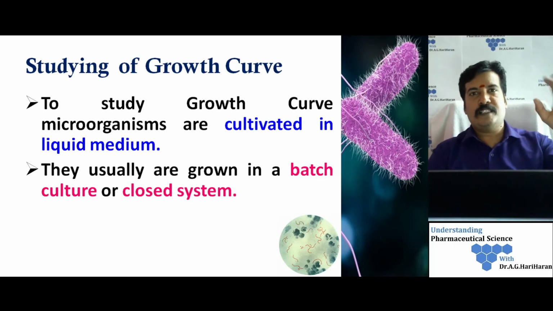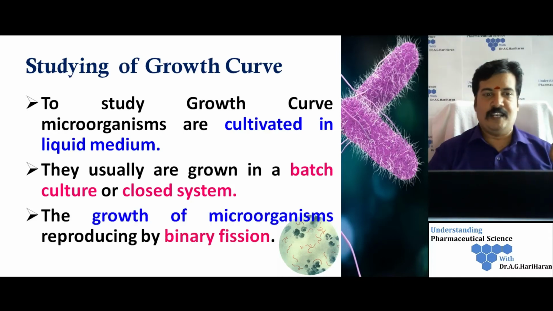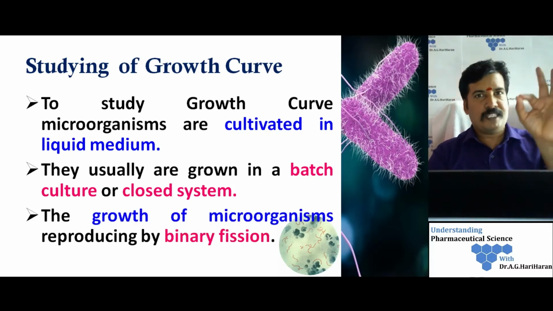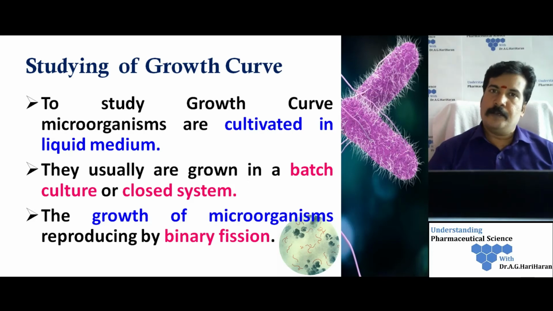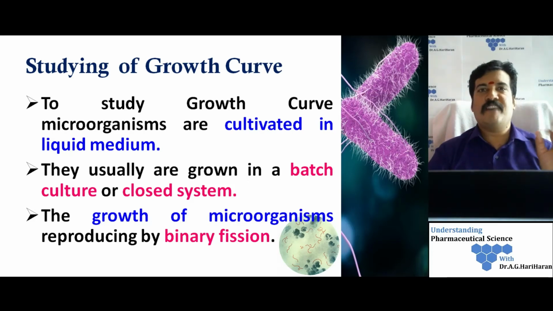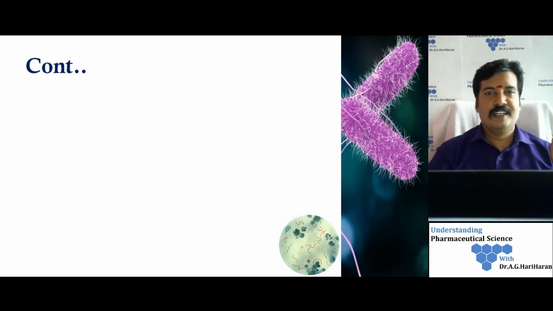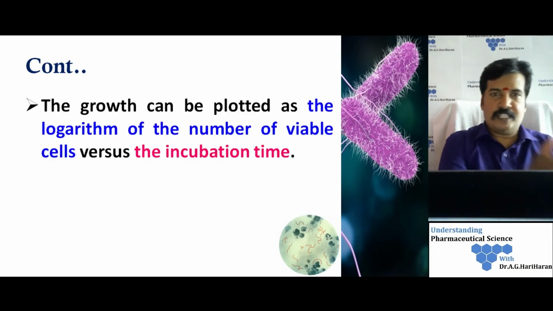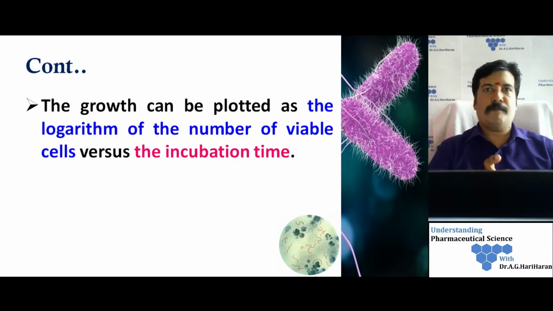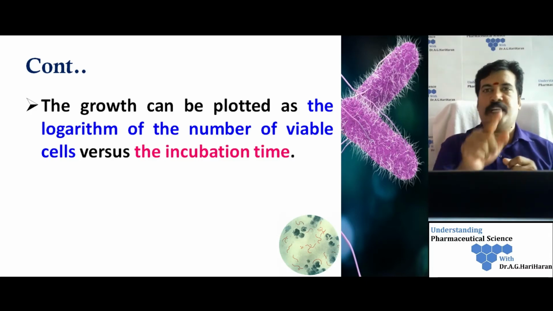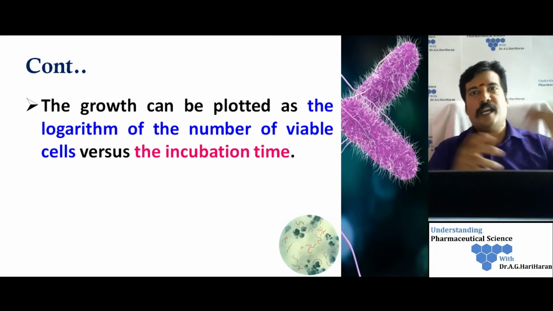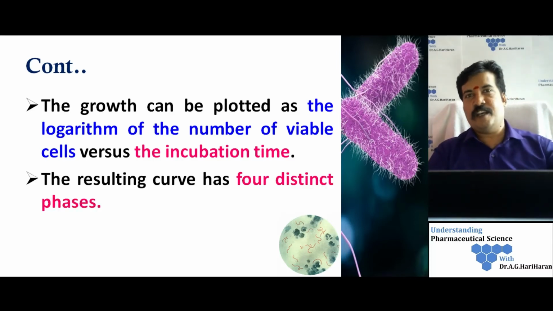The only thing is we will calculate the viable cells after every particular time interval. The cells inside the nutrient broth media will divide by binary fission. After each time interval, we calculate the number of viable cells. Then we plot a graph, with the incubation time period on the x-axis and the log of the viable cells on the y-axis. This results in a growth curve.